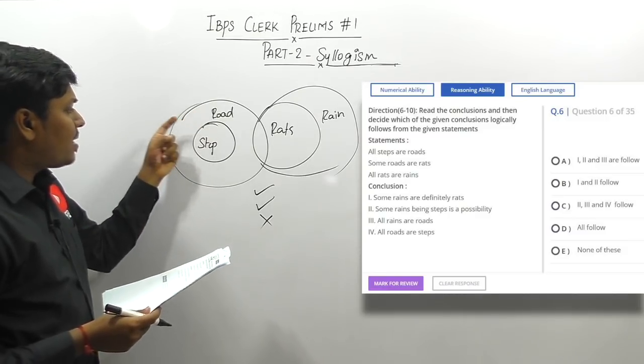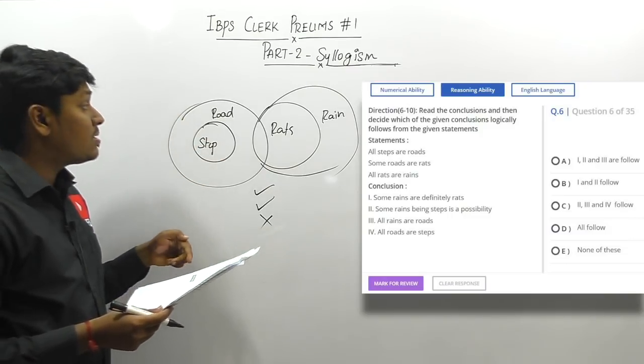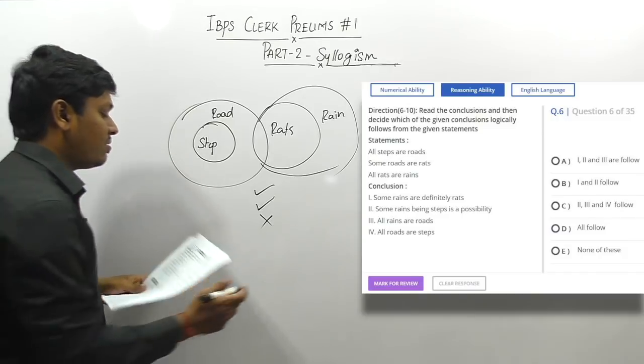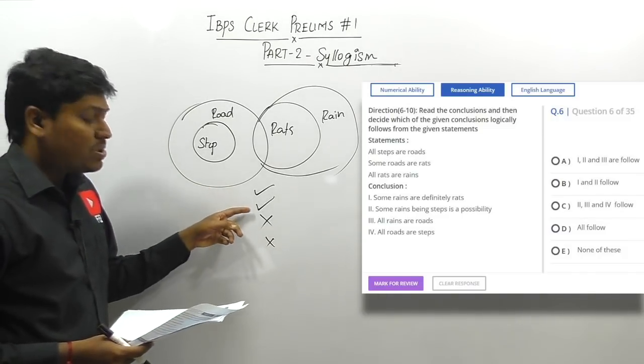Some roads are step is correct, and all steps are road is correct. But the conclusion number 4 says all roads are step. All roads are step? No, it is wrong. So finally for this question, only conclusion number 1 and conclusion number 2 is true.